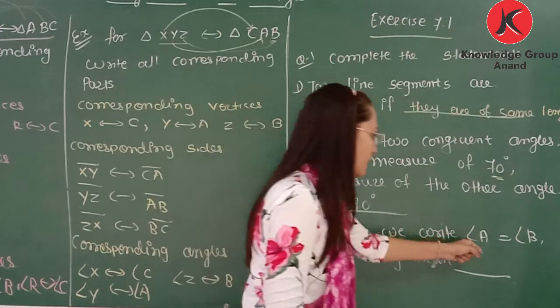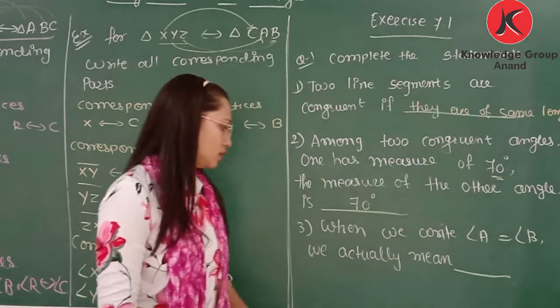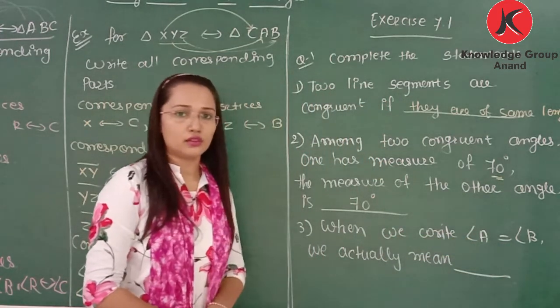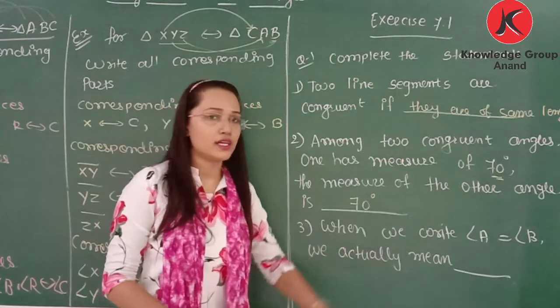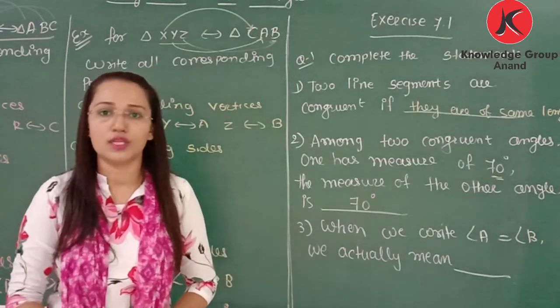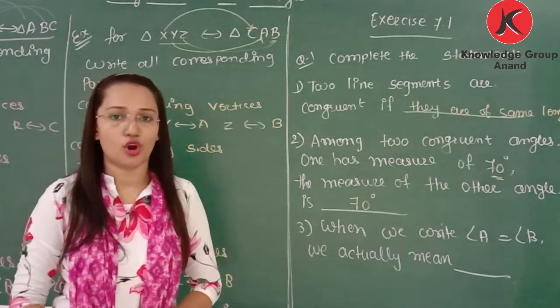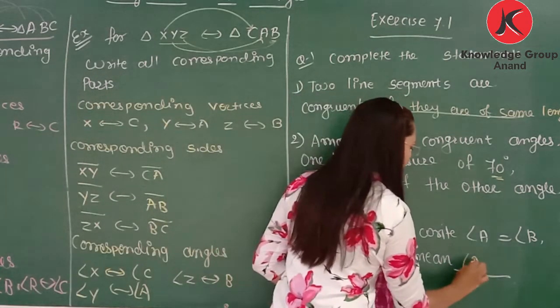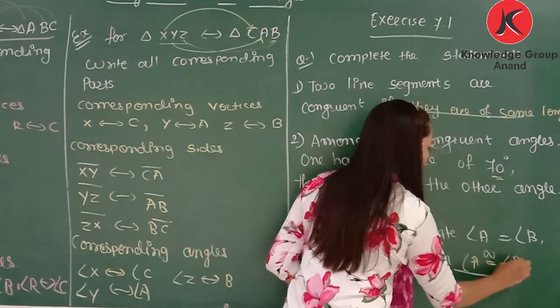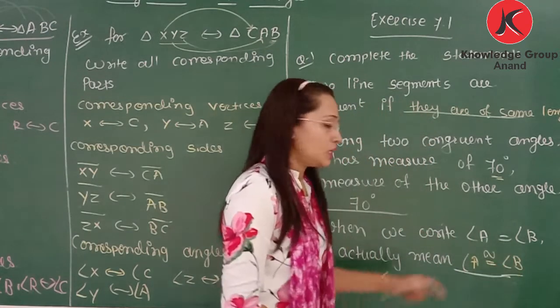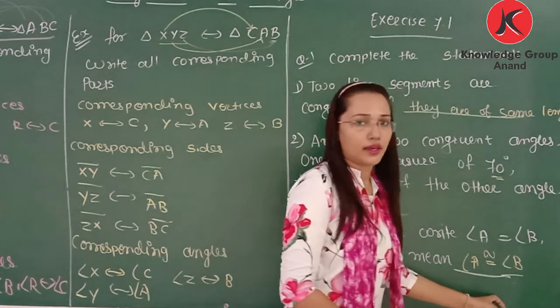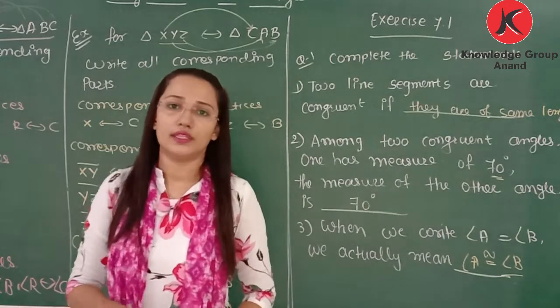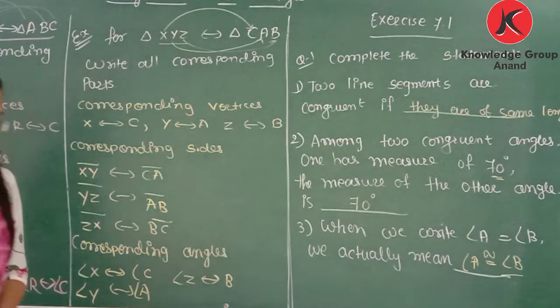When we write angle A is equal to angle B, what do we mean? It means they are congruent angles. So we can write angle A is congruent to angle B. We actually mean that they are congruent angles. If two angles are equal, then they are congruent.